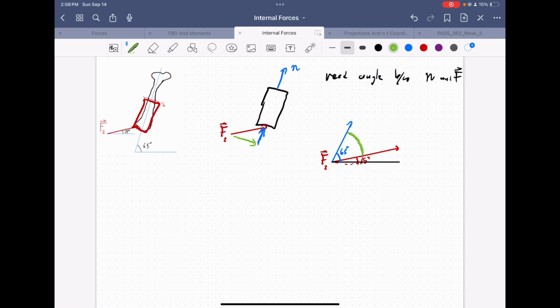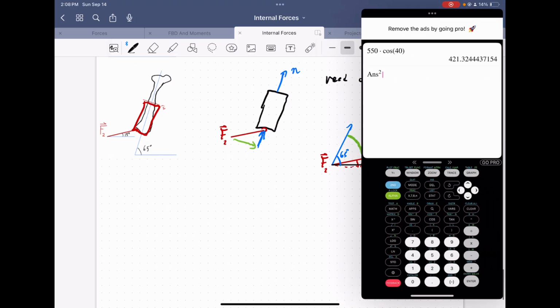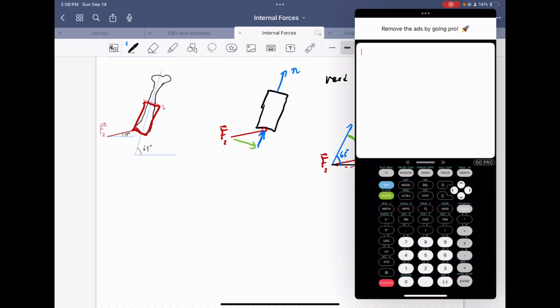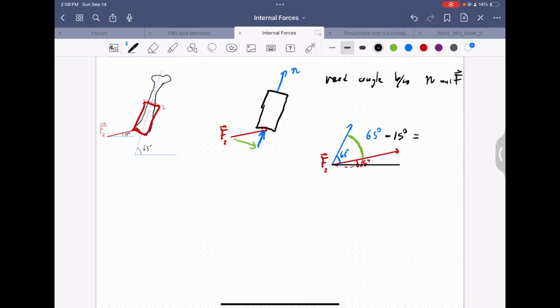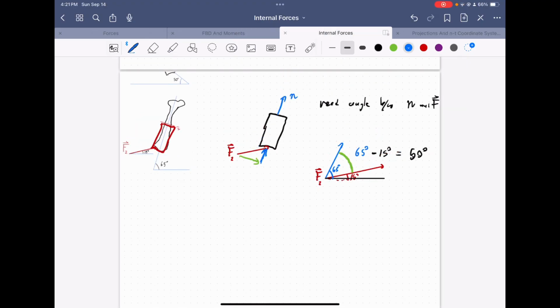We know that this green angle is 65 degrees minus, we want to take away this 15 down here, so it is minus 15 degrees, which gives us a nice 65 minus 15. You can always use a calculator if you don't want to make mistakes, which gives us a nice 50 degrees.